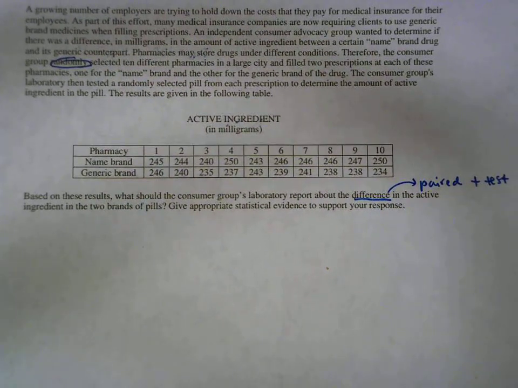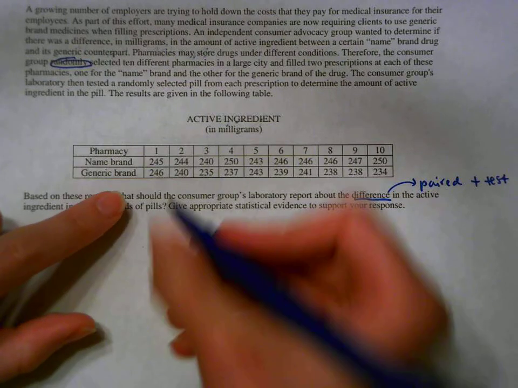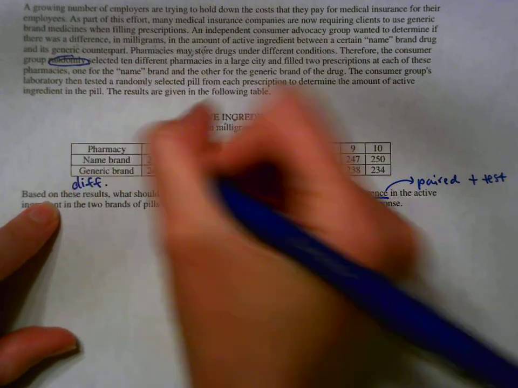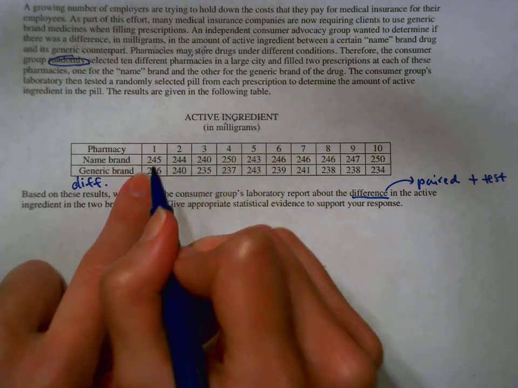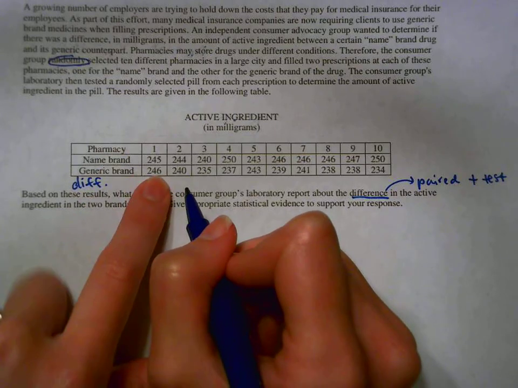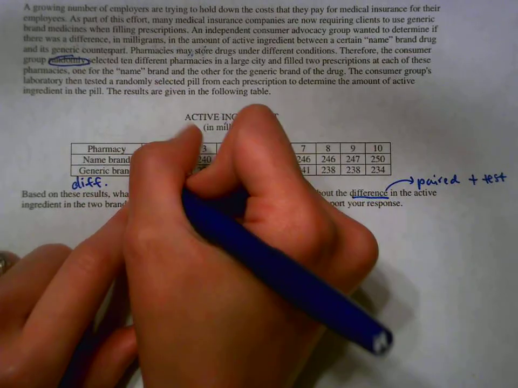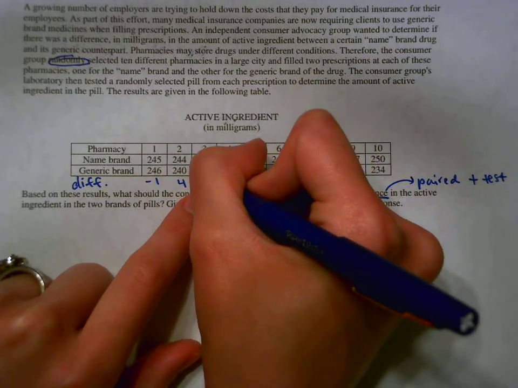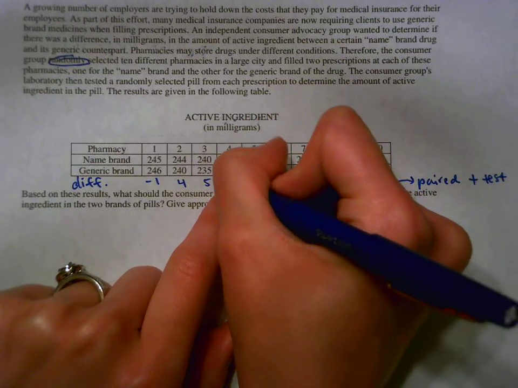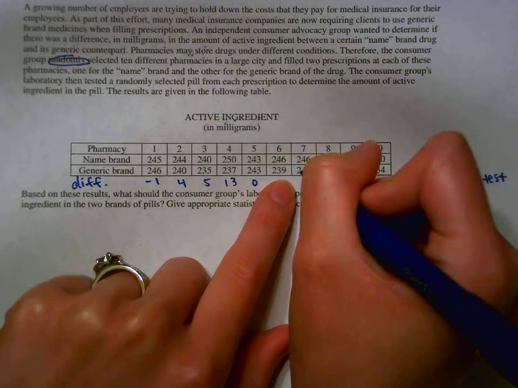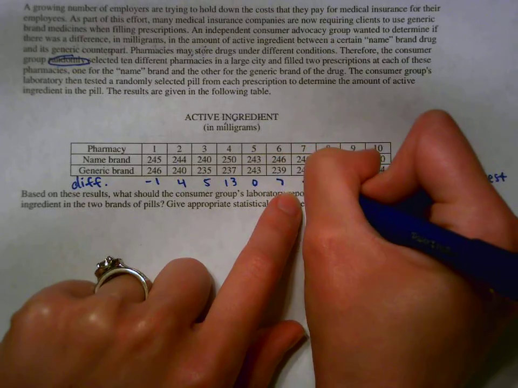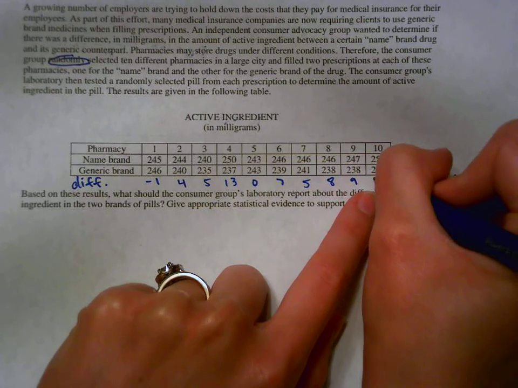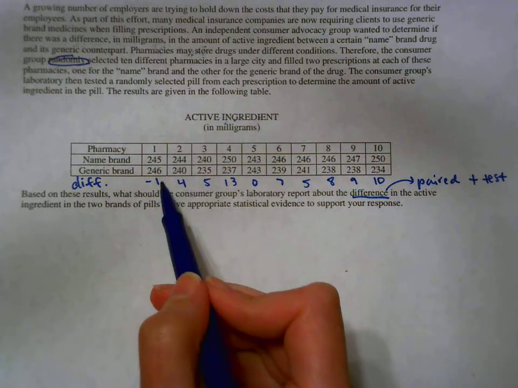If you're looking in your original notes, this was at the end of chapter 9. But the first thing you have to do is go find all those differences that we're trying to compare. So we'll just do it in the order that we have it here. We'll do name brand minus generic brand. So this one would be -1. This one would be 4. This one would be 5. This one would be 13, 0, 7, 5, 8, 9, and 16, if you subtract each one.